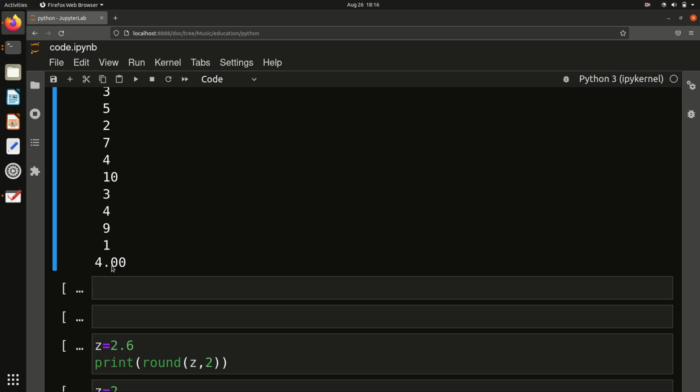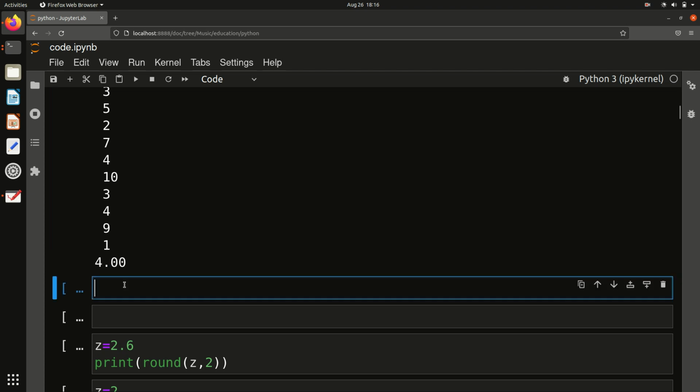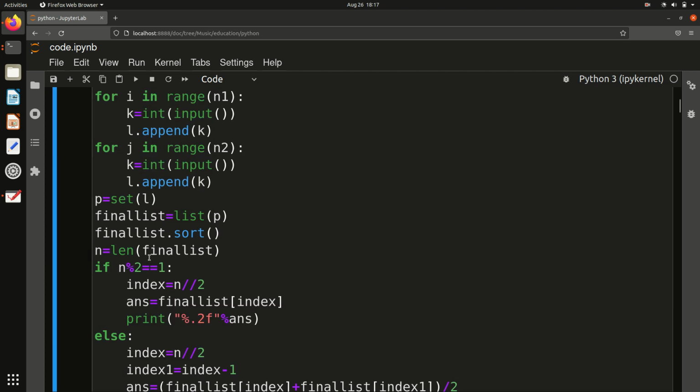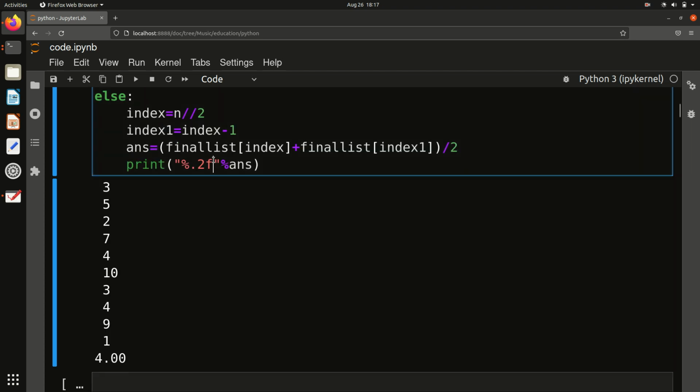.00 means the answer is asking that you have to put up to 2 decimal places. Even if you have no value, put 0, but it should be there. If you do not do this, your answer will be wrong. Even if you have found out that the median value is 4, you have to print in this way only. So this is the method to do that.